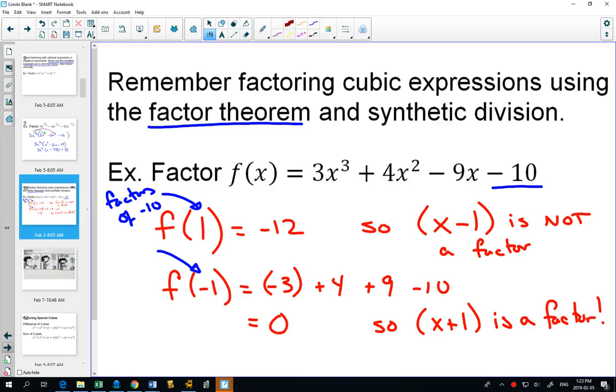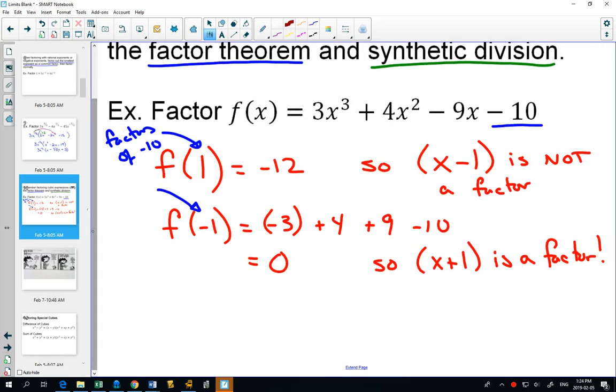So once you find one factor, then if you want to factor it completely, you get to use synthetic division, which is also something you're going to learn in the grade 12 course if you're taking it at the same time. So synthetic division looks like this. You take the coefficients of the term you're dividing by. In this case, we have 3x cubed, 4x squared, negative 9x, and negative 10. You take the fact that you know that x plus 1 is a factor, and you put the 1 with the opposite sign out in front.